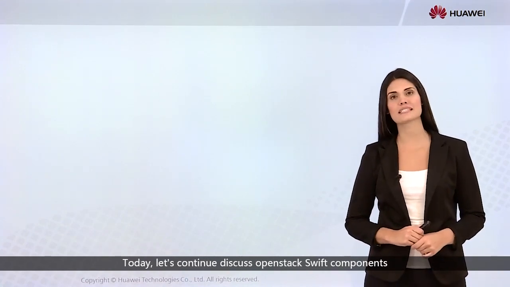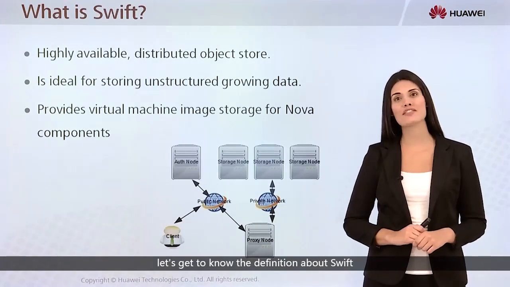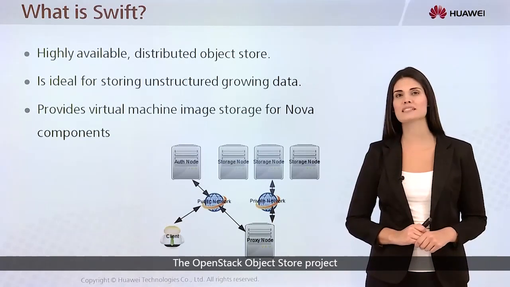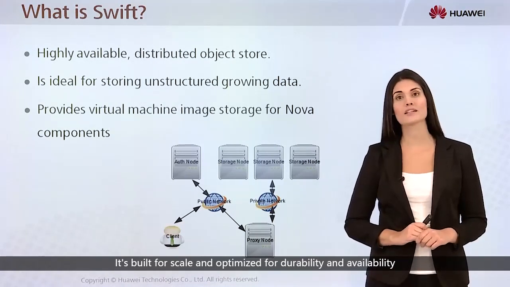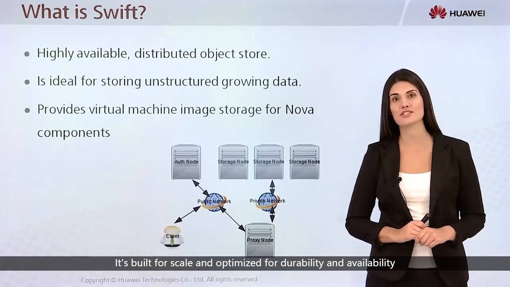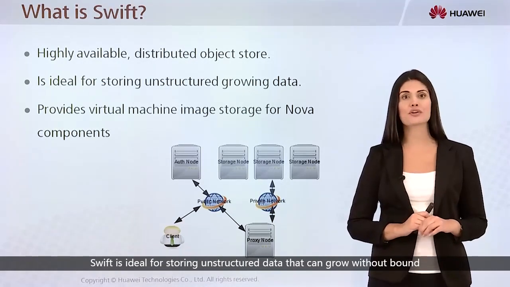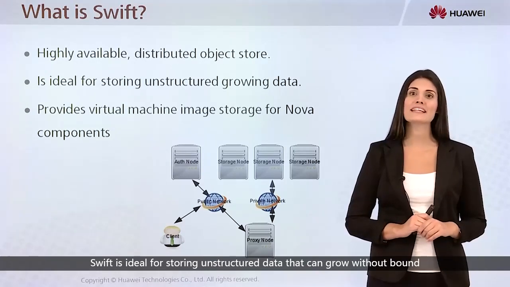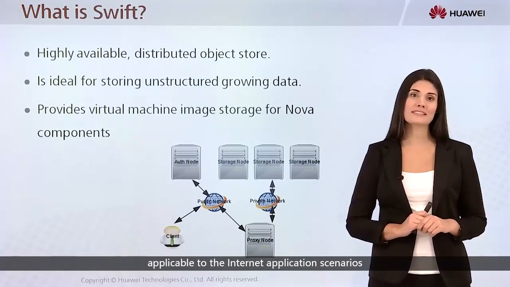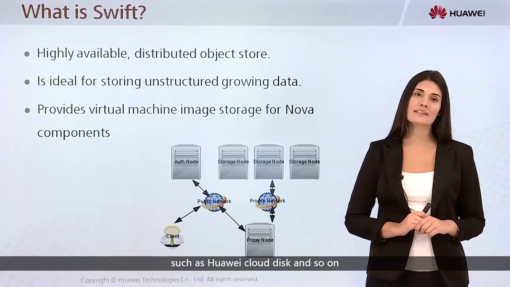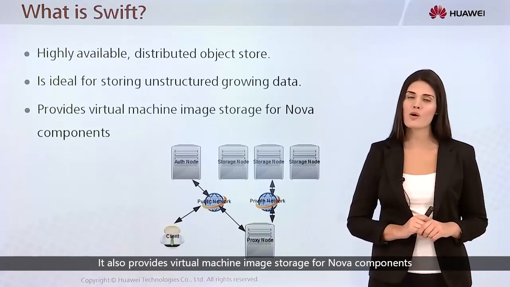Today, let's continue to discuss OpenStack Swift components. First of all, let's get to know the definition of Swift. The OpenStack Object Store project, known as Swift, is built for scale and optimized for durability, availability, and concurrency across the entire dataset. Swift is ideal for storing unstructured data that can grow without bound, applicable to Internet application extenders such as Huawei Cloud Disk and so on. It also provides virtual machine image storage for Nova components.